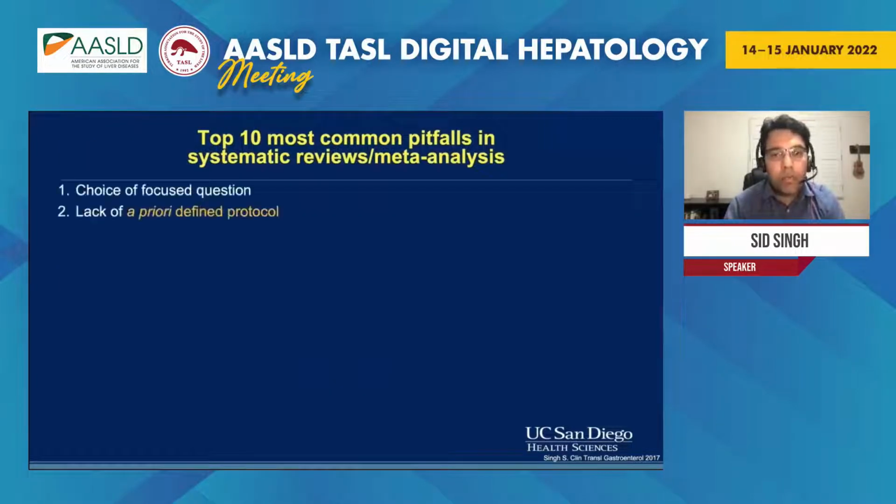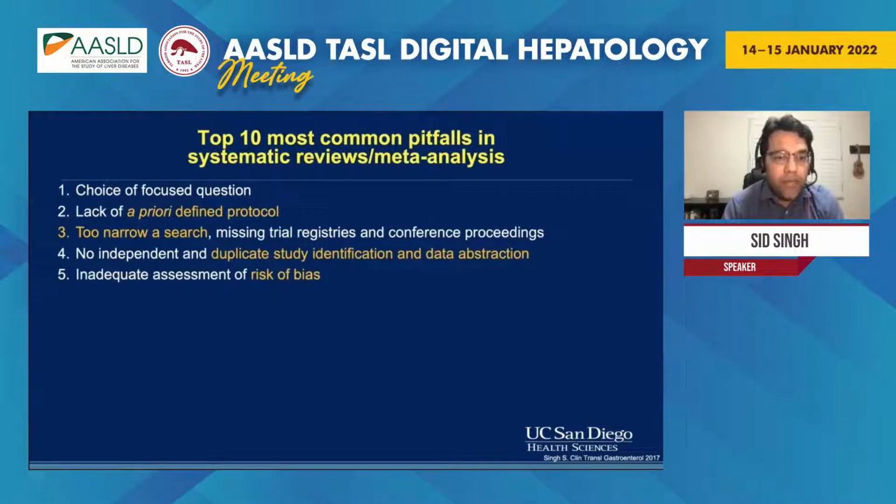The top 10 most common pitfalls that we see in systematic reviews and meta-analyses, and things that I would look out for when I'm reviewing systematic reviews, are: focusing on the choice of focused question, and oftentimes lacking an a priori defined protocol. Frequently, we see that the search is very narrow, missing trial registries and excluding conference proceedings or excluding non-English language articles. Sometimes we see no independent and duplicate study identification and data abstraction, and oftentimes there is inadequate assessment of risk of bias in individual studies.